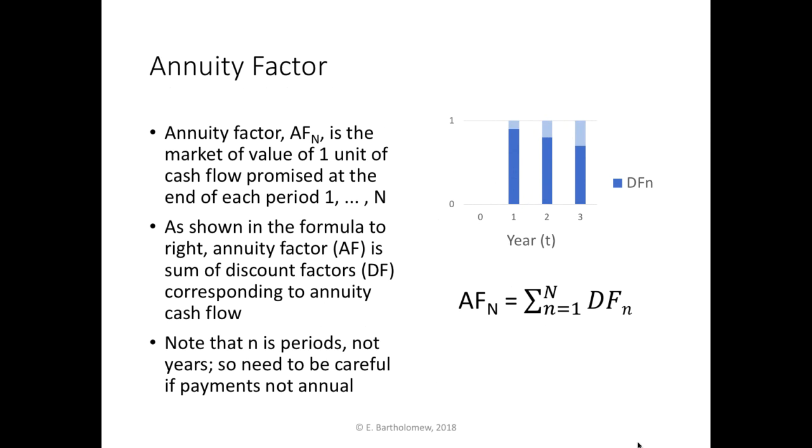So we see in the table, in the chart here, we've got three units of currency, one per year, and they each have a value corresponding to discount factors for those years. And the annuity factor is simply the value of all three together. Now note that even though it's called annuity, it actually relates to the number of periods. So if you have semi-annual periods, you would need to evaluate the semi-annual discount factors.